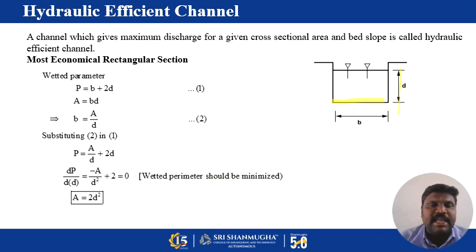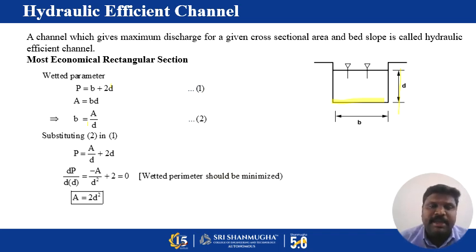From this area we have B is equal to A by D. Substitute this value of B in equation number 1, so P is equal to A by D plus 2D. I am differentiating this perimeter with respect to depth D. So dP by dD: differentiating A by D with respect to D, I get minus A by D square, plus 2, since differentiating 2D with respect to D gives 2. So dP by dD is equal to minus A by D square plus 2 is equal to 0.